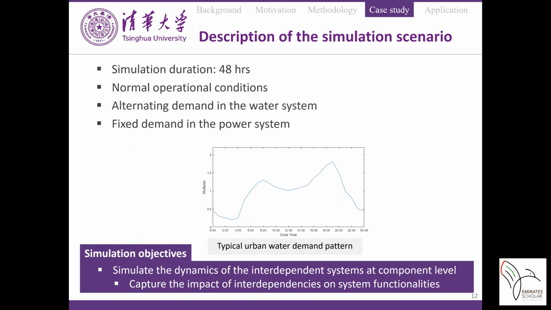So our interdependent infrastructure systems model was simulated under normal operational conditions for a simulation duration of 48 hours. The conditions of the simulation were set in such a way that the water demand in the water system could alternate based on a typical urban water demand pattern, whereas in the power system, the demand was fixed. The reason for doing so was to be able to observe how the dynamics within one system could affect the functions or the behavior of the interdependent system. And by so doing, we will be able to validate and verify that our framework is able to actually simulate interdependent systems and the interdependencies between them.